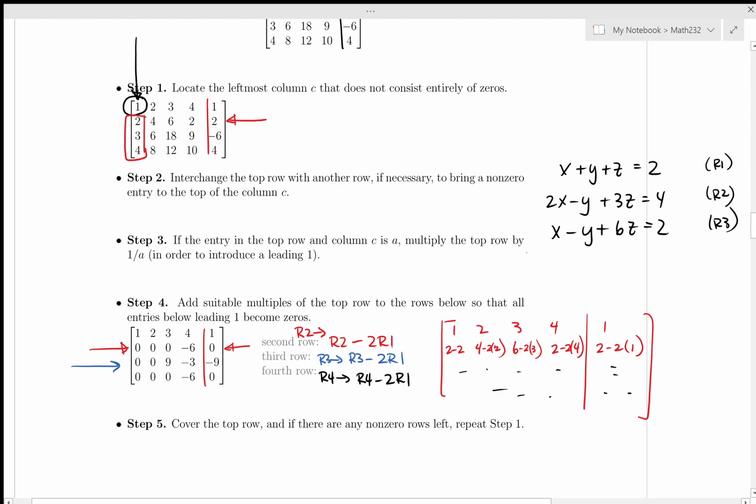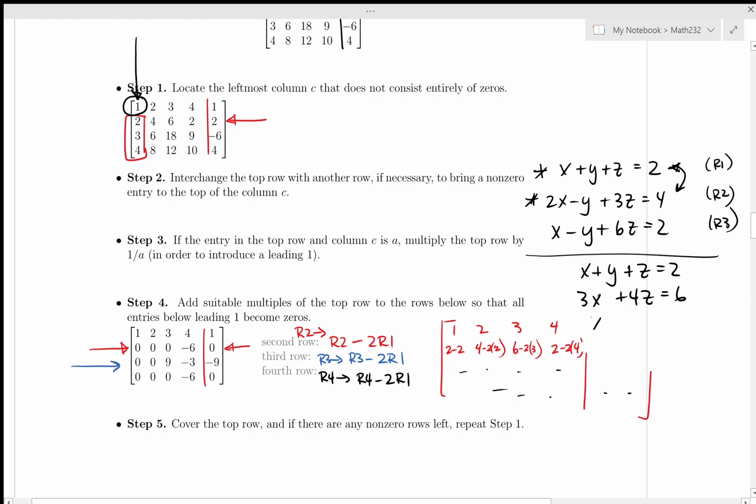Now, what if I add together this one and this one? Let me just leave the first one alone. x plus y plus z equals 2. And then I'm going to add these two equations together. Okay, that will give me 3x, there'll be no y, plus 4z equals 6. And then the last one I'm going to leave unchanged. x minus y plus 6z equals 2. So now this is row 1, this is row 2, and this is row 3.